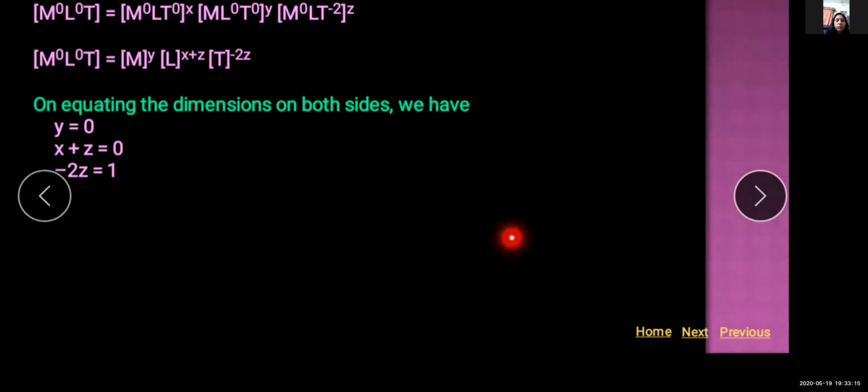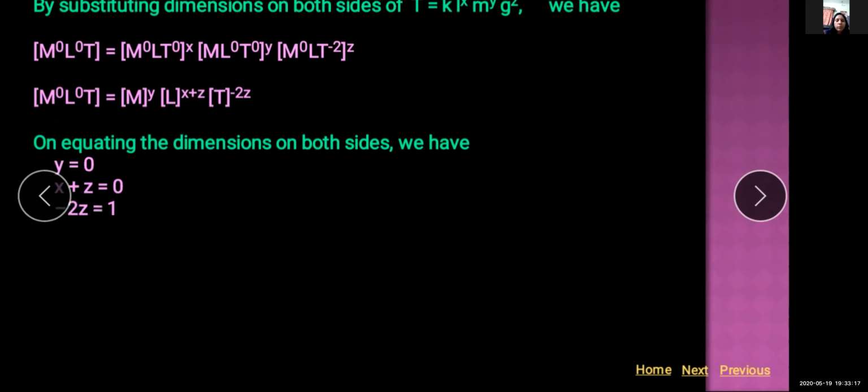And T^(-2z) on the right-hand side and T^1 on the left-hand side. So on comparing, minus 2z equal to 1, and from this z equal to minus 1 by 2. Put this value z equal to minus 1 by 2 in x plus z, we will get x equal to 1 by 2. So we have the values x equal to 1 by 2, y equal to 0, z equal to minus 1 by 2.